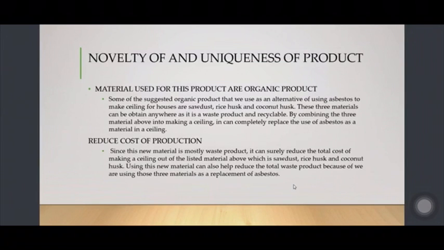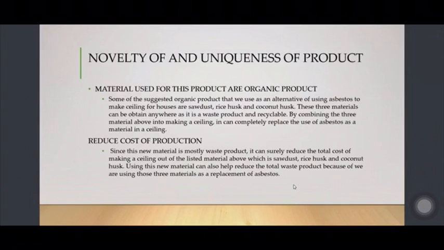One of the innovative ways to manufacture this new material is by using organic products. Some of the suggested organic products are sawdust, rice husk, and coconut husk. These three materials can be obtained anywhere as they are waste products and recyclable. By combining them into a ceiling, it can completely replace the use of asbestos as a ceiling material.